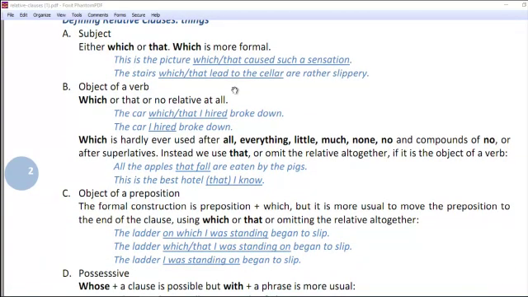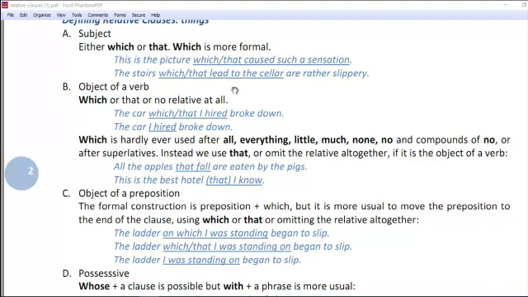We can use object of a preposition. The formal construction is the preposition plus which, but it's more usual to move the preposition to the end of the clause, using which or that, or omitting the relative altogether. Like, the ladder on which I was standing began to slip. The preposition came before the relative which. The ladder which or that I was standing on began to slip.